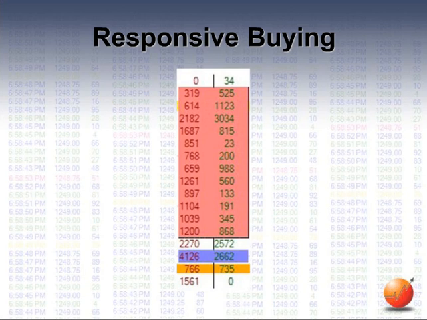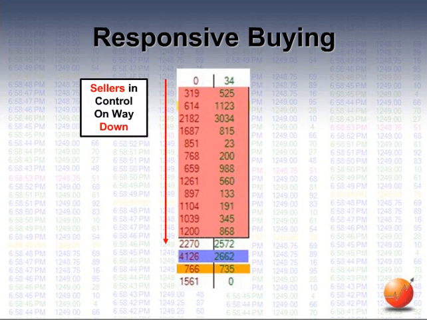This is what we would be looking for when most people would assume there is support in the market. The first identifying factor of this is that we need to have sellers in control on the way down. Right? And how do we know that they're in control? Well, other than the fact that the price has obviously gone down.